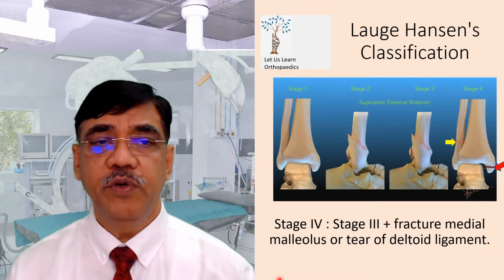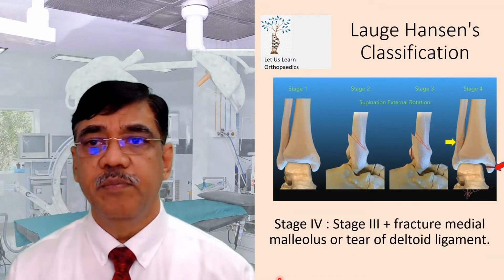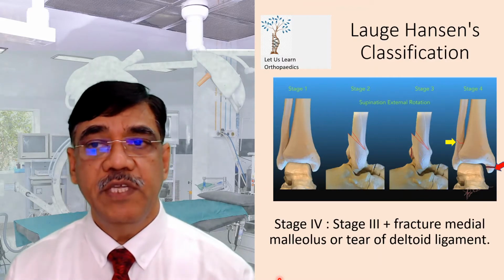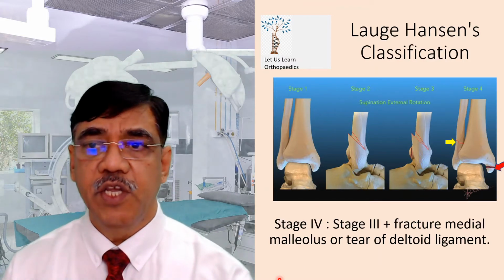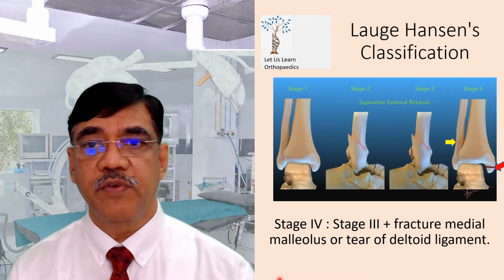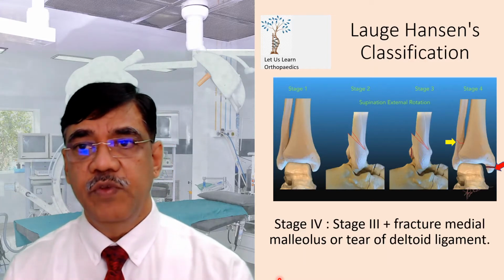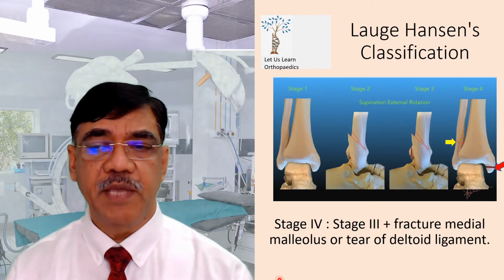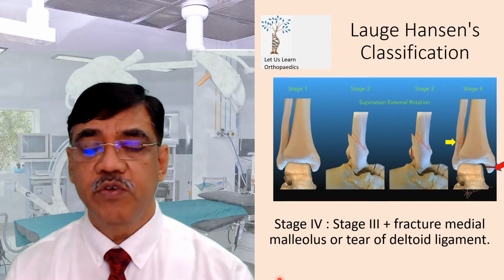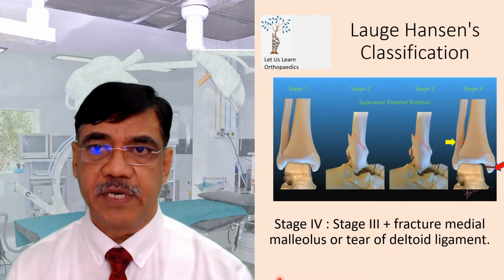At stage 4, stage 3 plus, by this time, now the medial structures have become tight, so it will result in fracture of the medial malleolus, which will be a transverse plucking type of fracture, or it could be a tear of deltoid ligament.